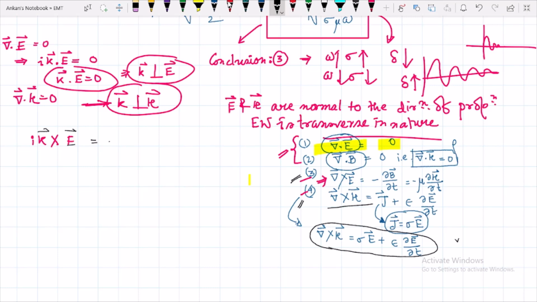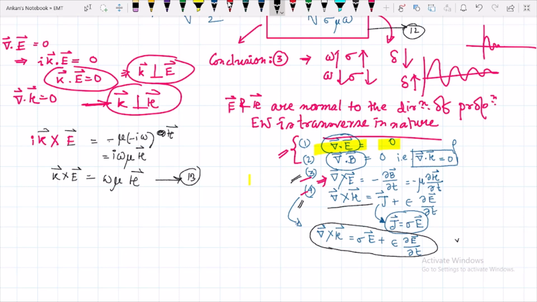that is, minus mu del H del T means minus i omega, del T means this, so this is H. Minus minus becomes plus i omega mu H. So by cancelling i on both sides, we can obtain k cross E equals omega mu H. Put this as equation number 13. This is 2. So put it in a box.